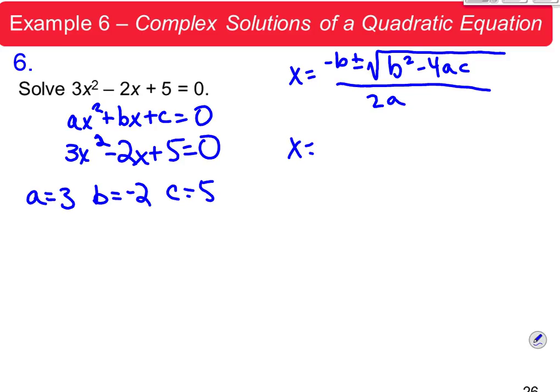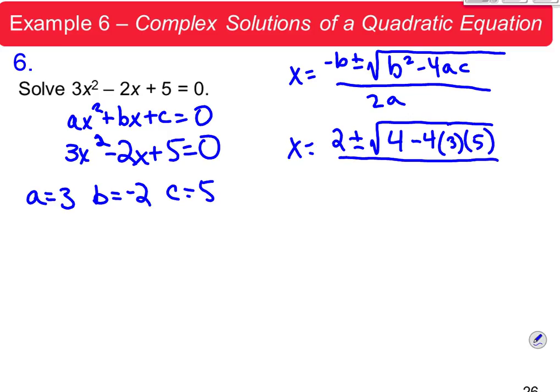So fun. And now when I put those in, the opposite of b is +2, plus or minus the square root of, I like to square b right away so that I remember that it's positive. -2 squared is 4, minus 4 times a, which is 3, times c, which is 5, and then all over 2 times a, which is 2 times 3. So then that gives me x equals 2 plus or minus the big square root.